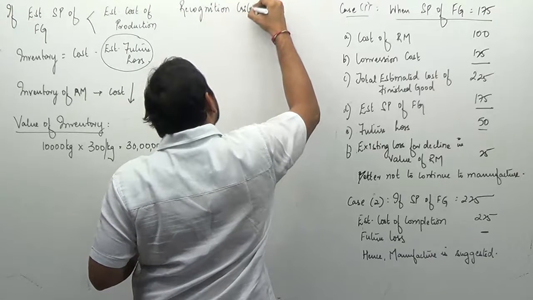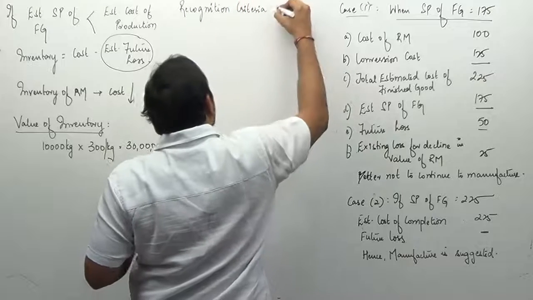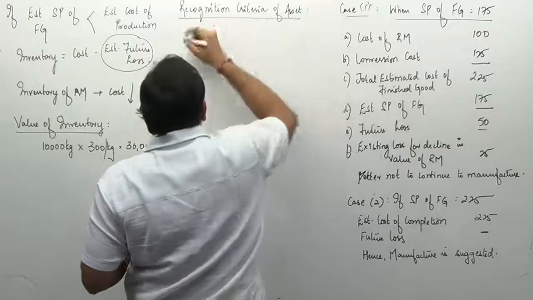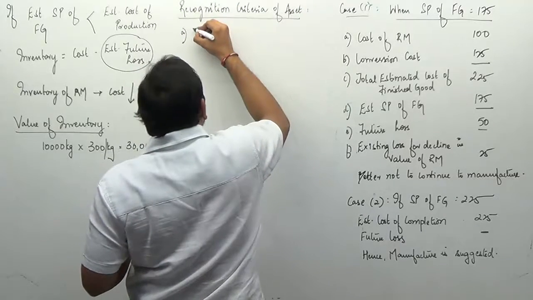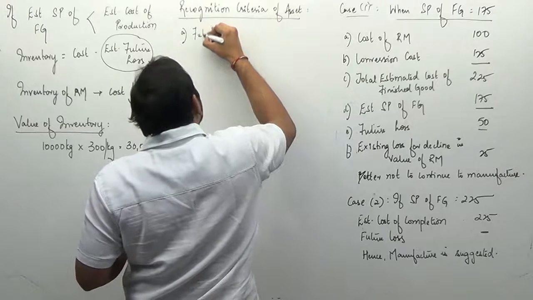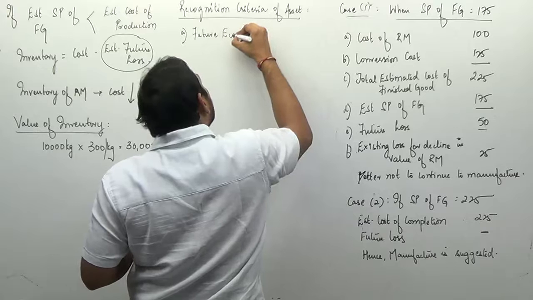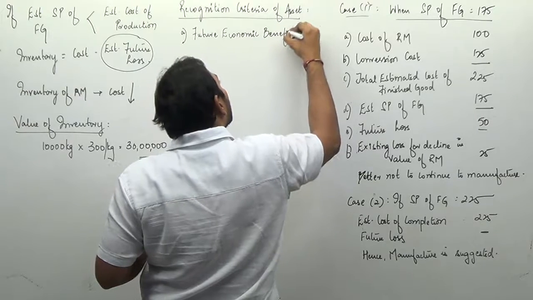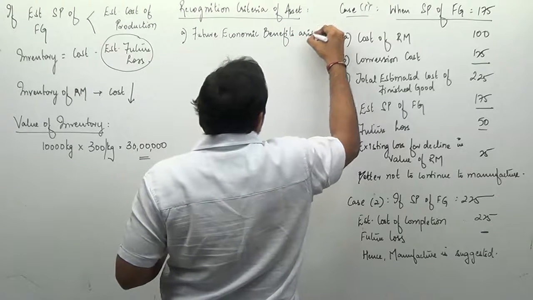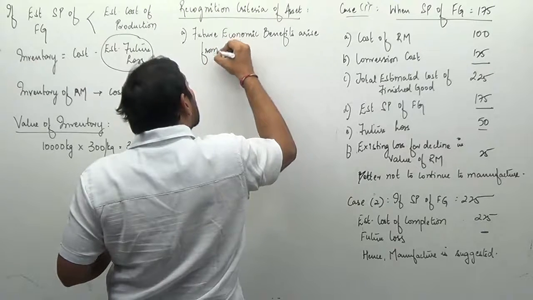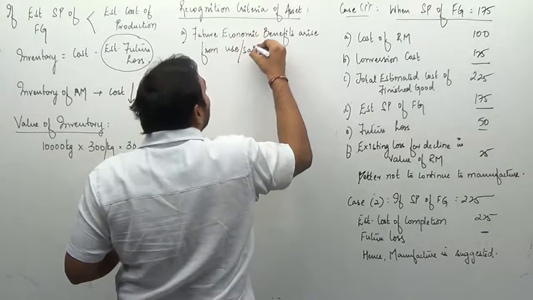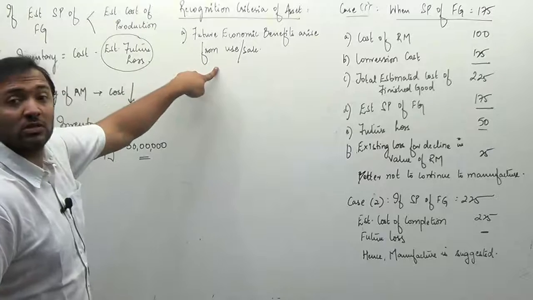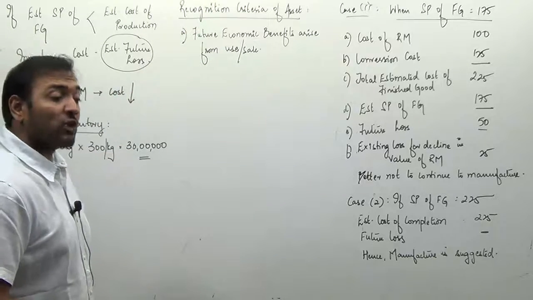Recognition criteria of an asset, any asset. First one, future economic benefits arise from either their use or sale. Normally with fixed assets and intangible assets, you get future economic benefits on use. But with inventory, you get future economic benefits on sale.